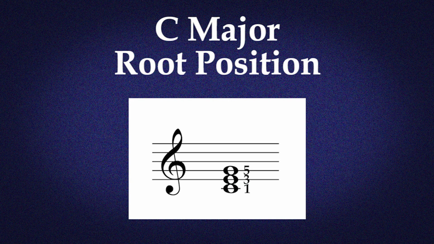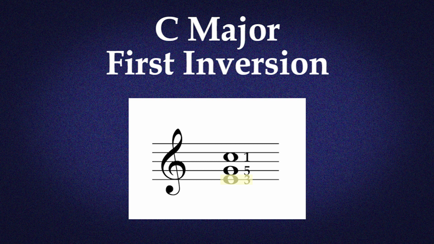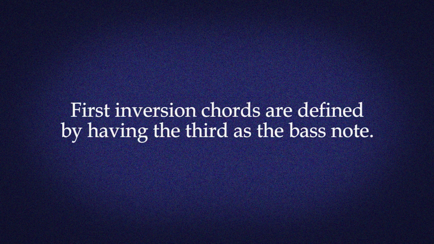To create the first inversion of this chord while maintaining our close voicing, we would simply move the C up an octave to become the highest voice. This would leave the E, the third of the chord, as the bass note. This is called the first inversion. Again, first inversion chords are defined by having the third as the bass note.